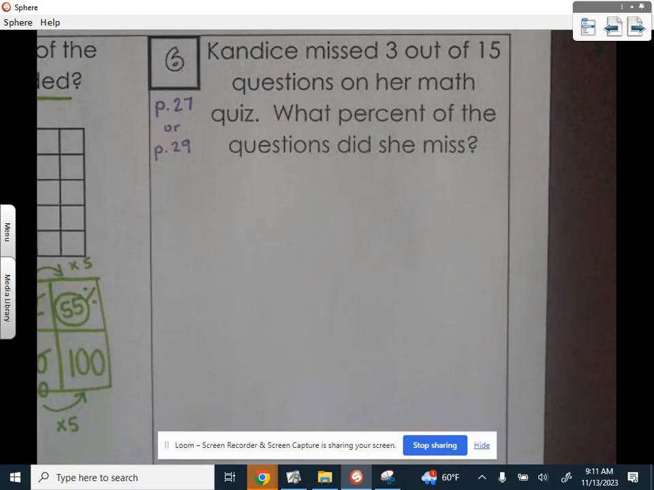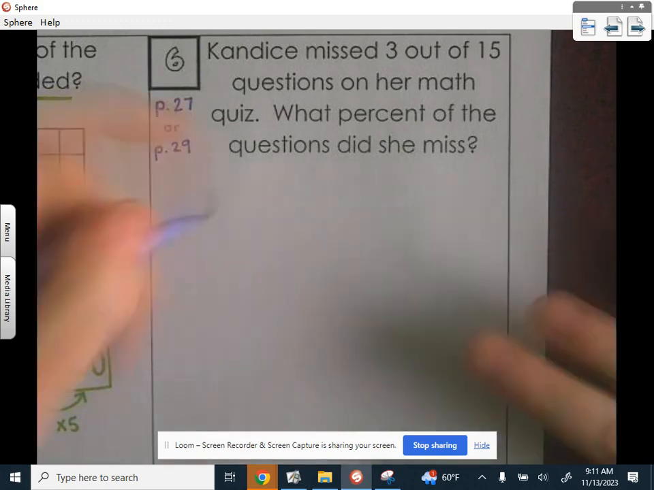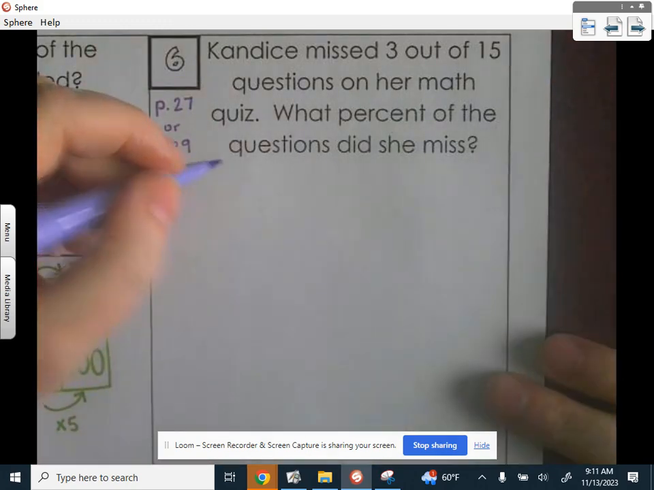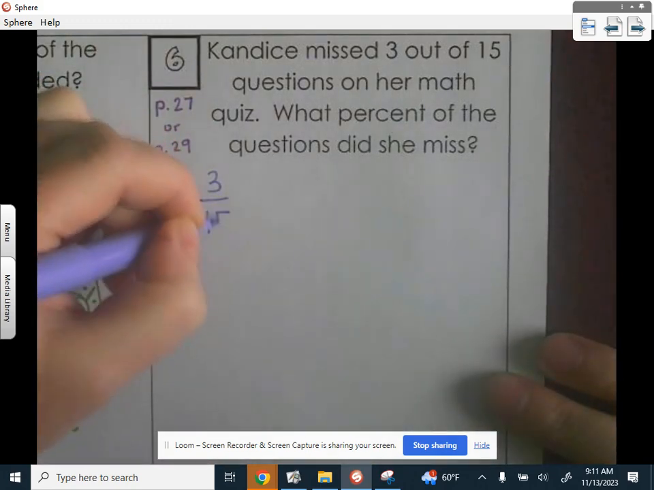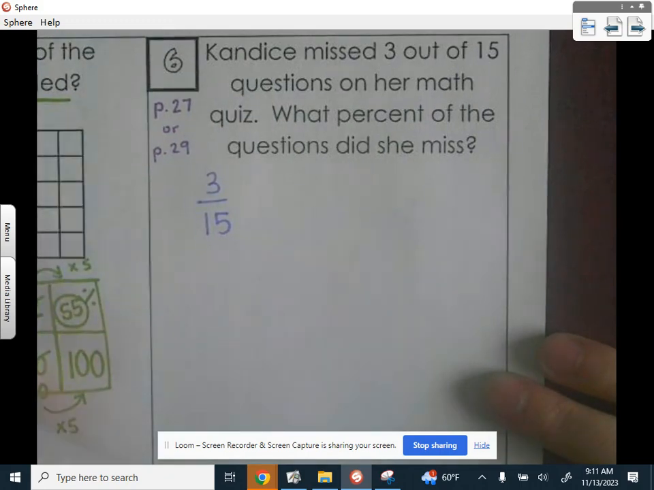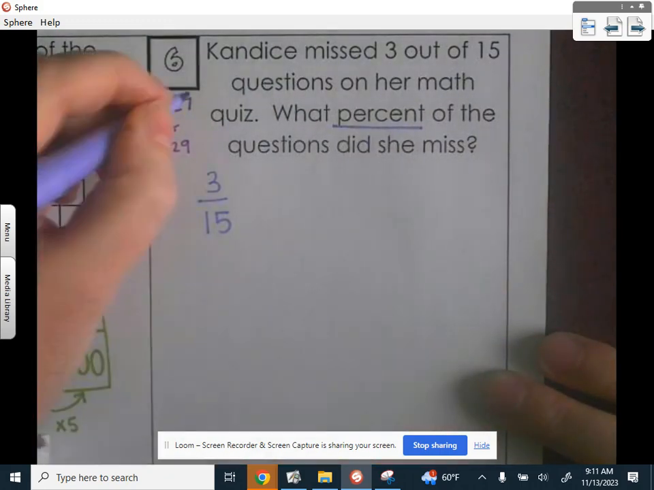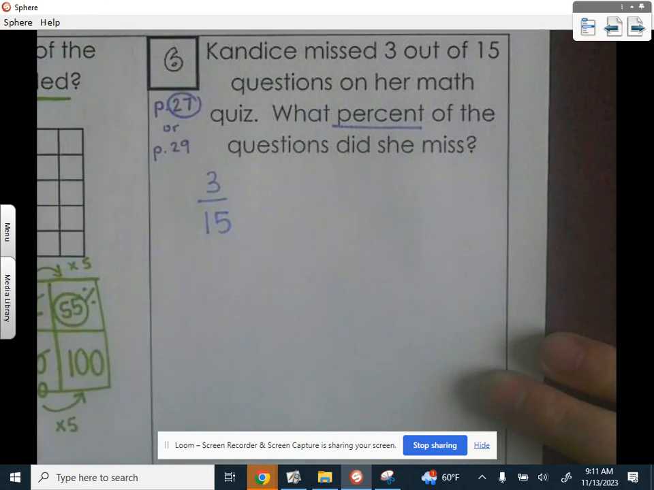Okay, on this one, it is talking about a percentage, and we could use the percent box on this, but the one that's on the test doesn't look quite like this. So I want you to think of this, instead of as a percent word problem, as them giving you a fraction and wanting a percent. So I would focus on page 27 for this, where it says fraction to percent. Remember that percent is always out of 100.